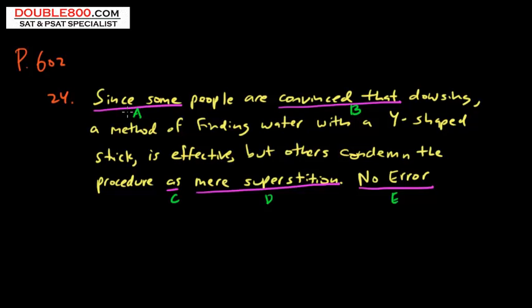In this lesson, we'll review the identifying the error problem. It's part of the writing multiple choice, on page 602, question 24 out of 29. This is a moderate problem.